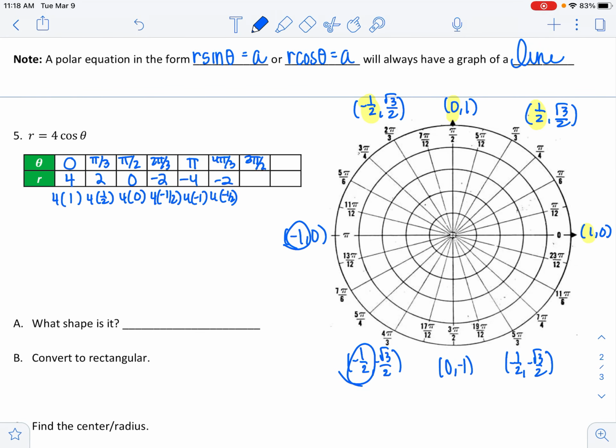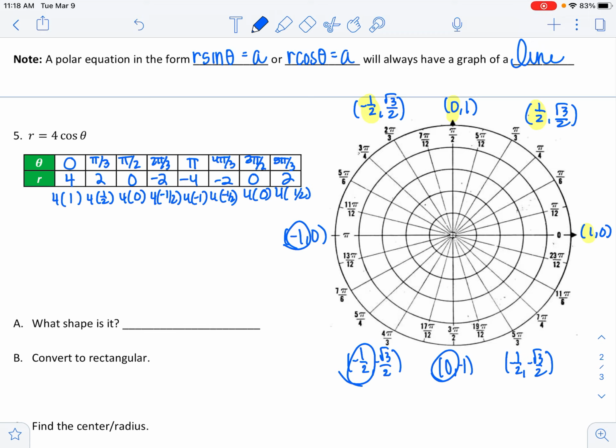3 pi over 2. 4 times the cosine, which is 0. So 4 times 0 is 0. And then 5 pi over 3. 4 times 1/2, which is 2.